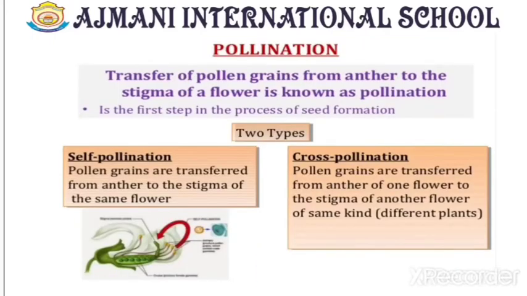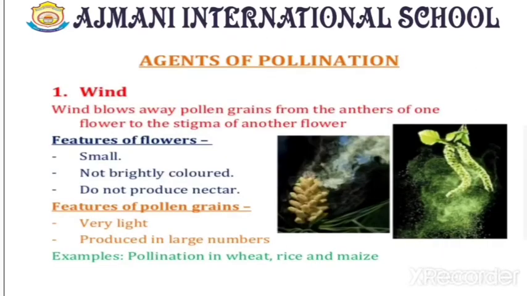Now, the pollination. What does it mean? The transfer of pollen grains from the anther to the stigma of a flower is called pollination. It is of two types, self-pollination and cross-pollination. When the pollen grains are transferred from the anther to the stigma of the same flower, it is called self-pollination. But when the pollen grains are transferred from the anther of one flower to the stigma of another flower, it is known as cross-pollination.